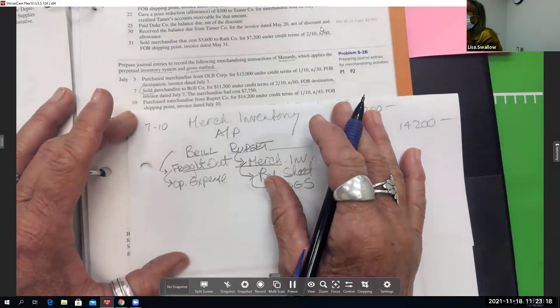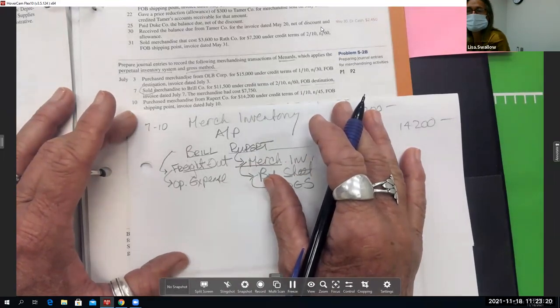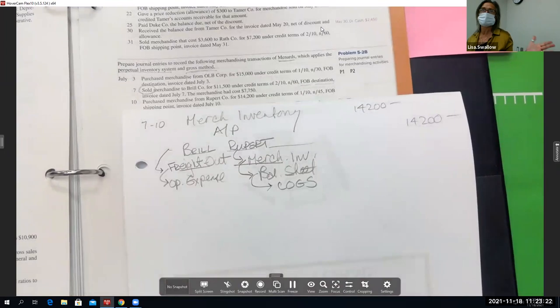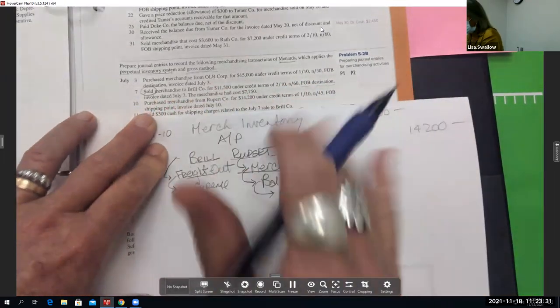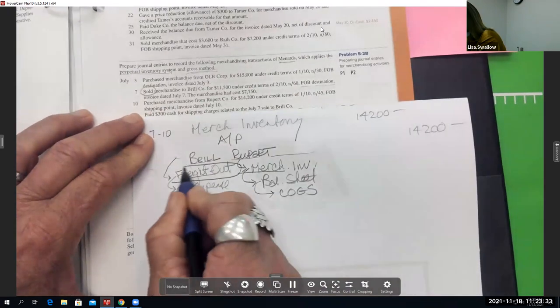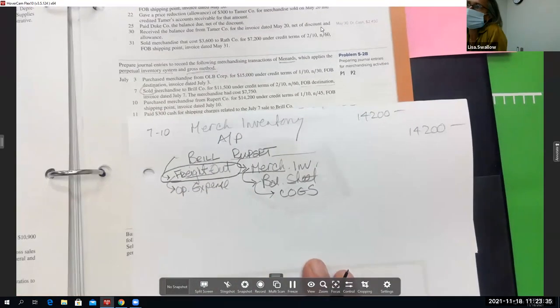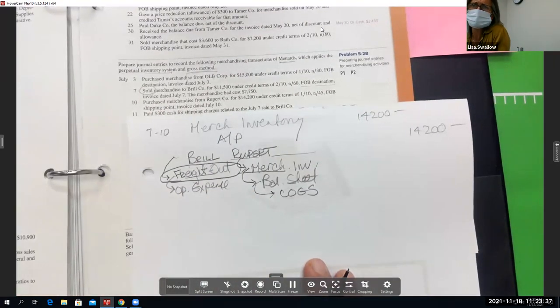Yep. And if you're selling inventory and paying shipping, it always goes to freight out. The question is, am I paying shipping or not? Shipping expense, you can call it shipping expense. I don't care. I think in this book, don't they call it freight out? Yeah. Honestly, that's sort of an old fashioned term. You probably wouldn't see it anymore, just shipping expense.